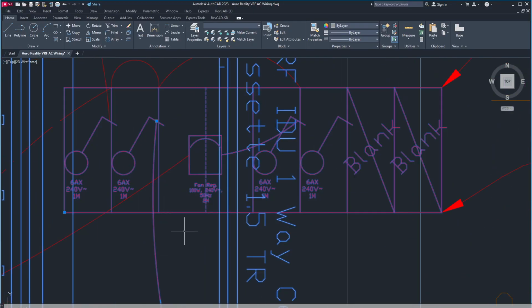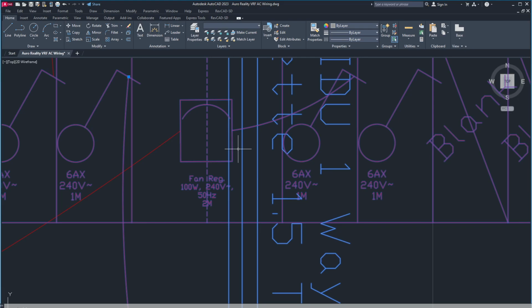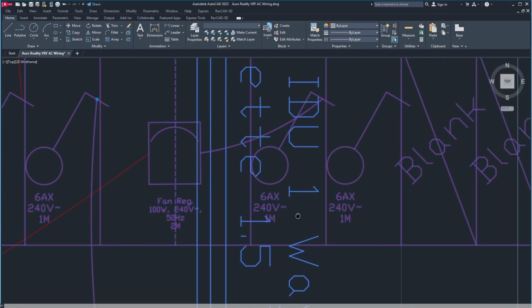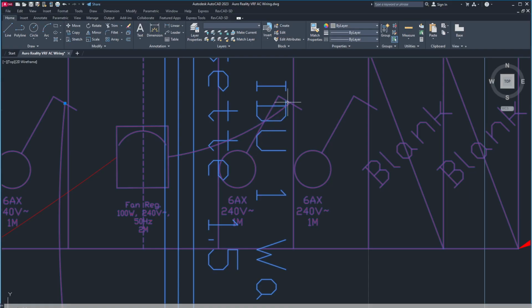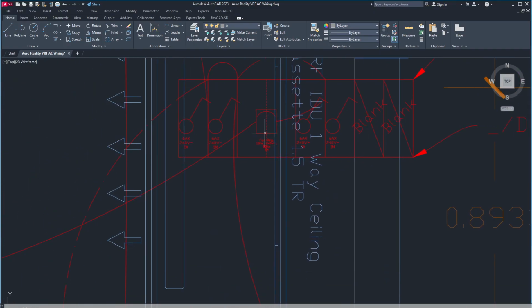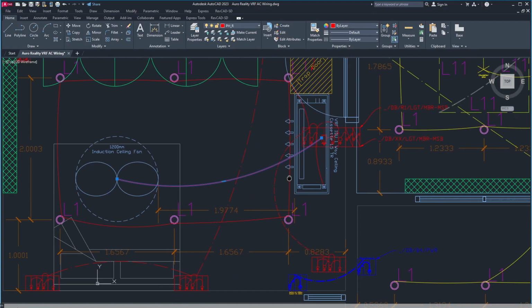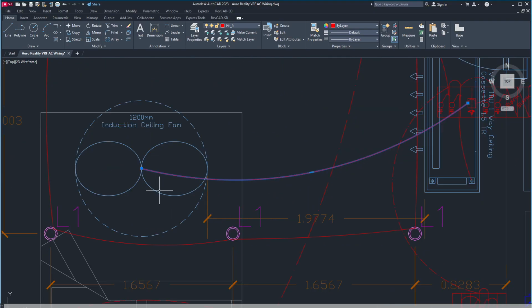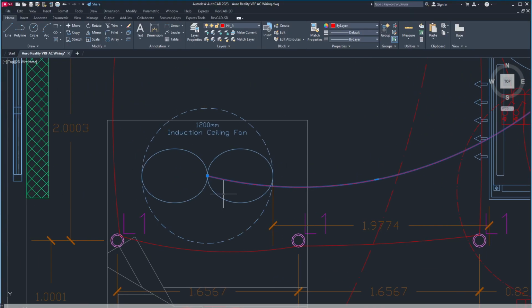Then this is a fan regulator, and this occupies 2 spaces, so this is 2 modular. This switch is controlling this regulator, and from the regulator, as you can see, this is more of a concern of the electrician, it goes to the fan.